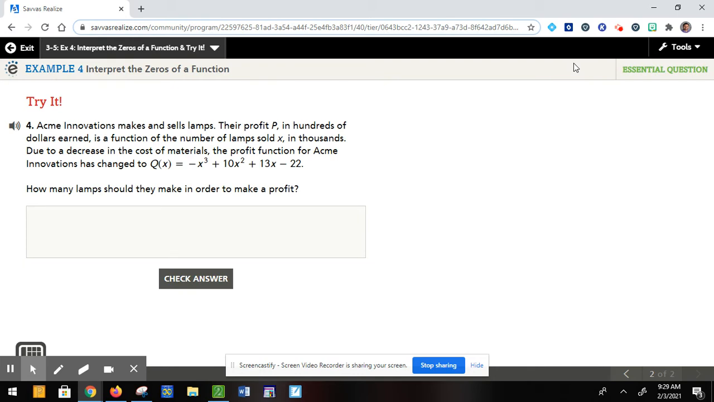Given a similar function, I want you to figure out how many lamps they should make in order to make a profit. Your answer is going to be a range, like between this many and this many, they will make a profit. So what I would do is first graph the function, see where the zeros are, figure out a way that you're going to confirm that the zeros are actually the zeros that you're seeing on the graph, and then you can make an assessment of between what and what the company will make a profit. We're selling lamps again, so how many lamps they should make to make a profit. All right, so why don't you pause, give it a try, and then come back and I'll go through a couple different ways that I'm going to get this answer.